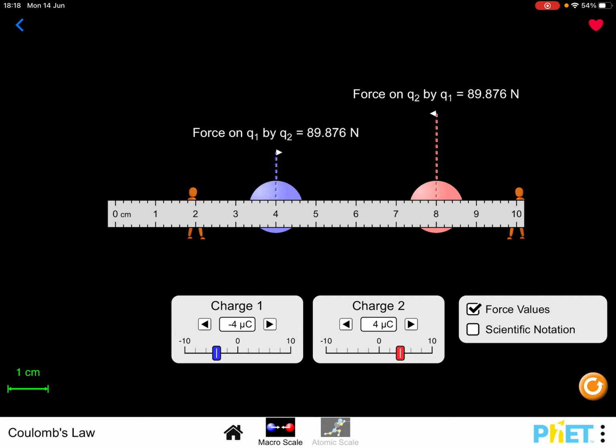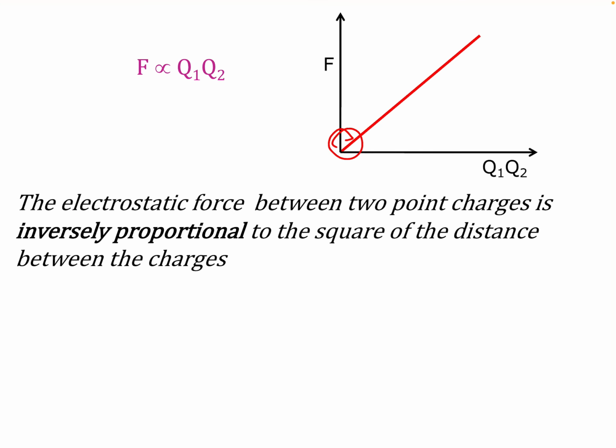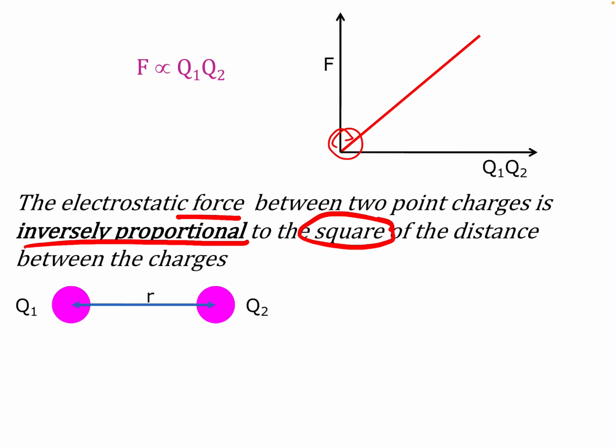If I now triple, so it was originally 2 centimeters, now I'm going to make it 6 centimeters. This is now 9 times smaller than the original. 9 times. So what you need to see is that the factor is a square. It's not just double. It's not just 3 times. It's 4 times smaller and 9 times smaller. That gives us this proportionality. So the force is inversely proportional to the square of the distance.